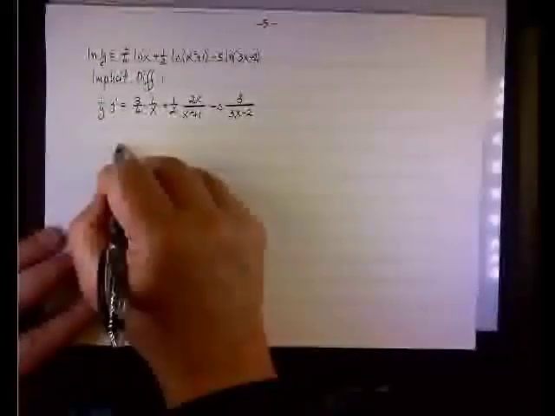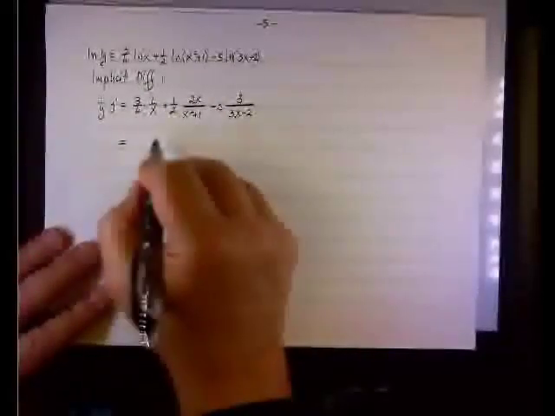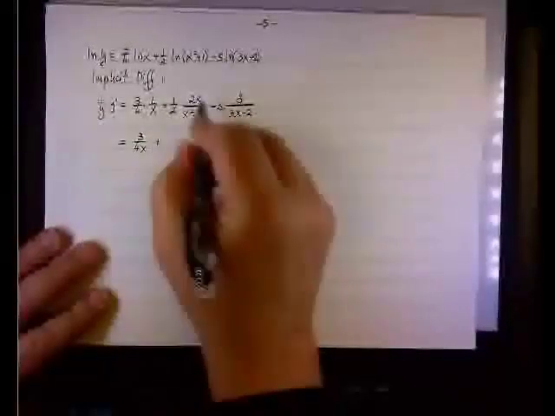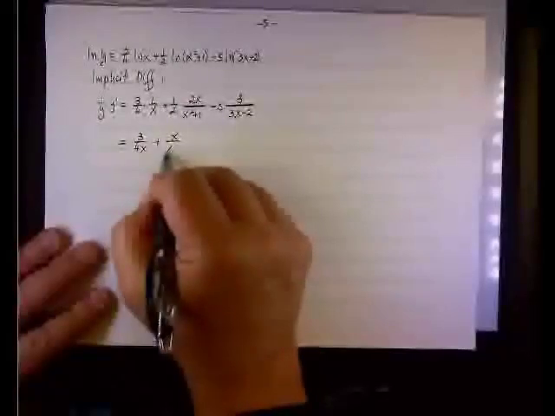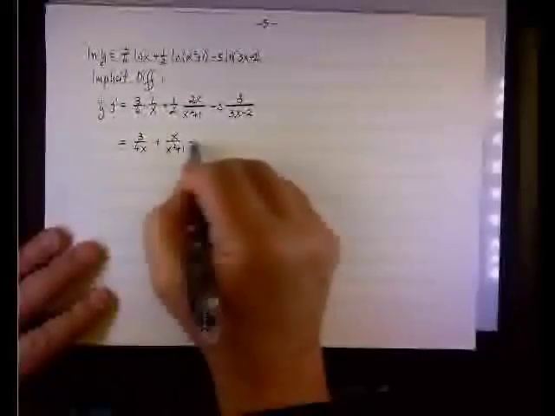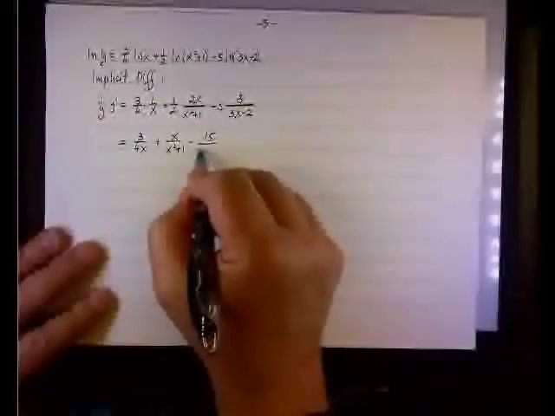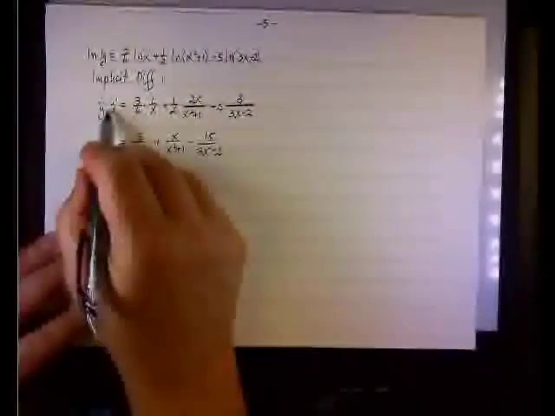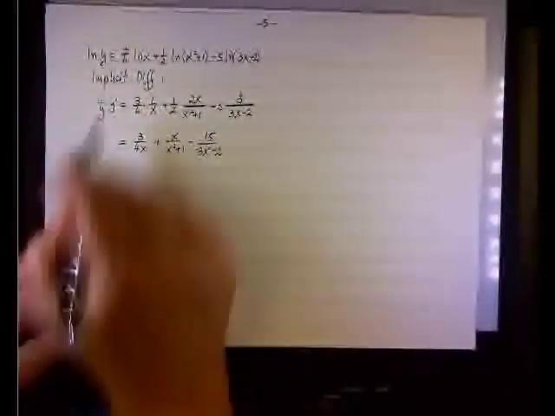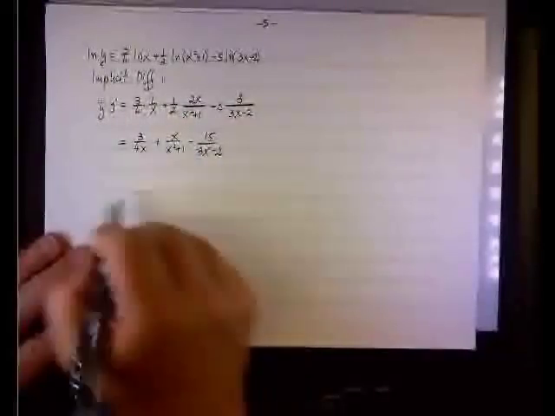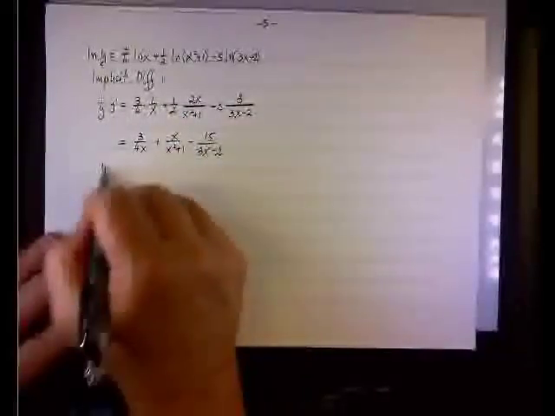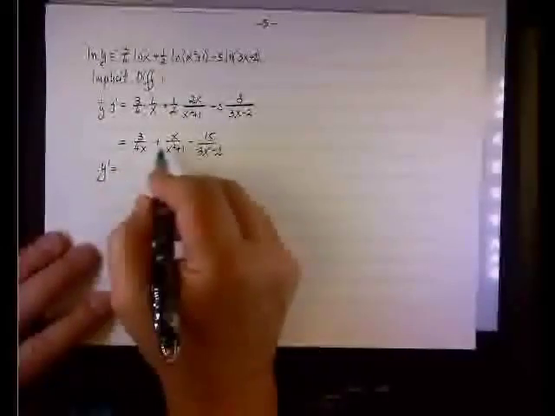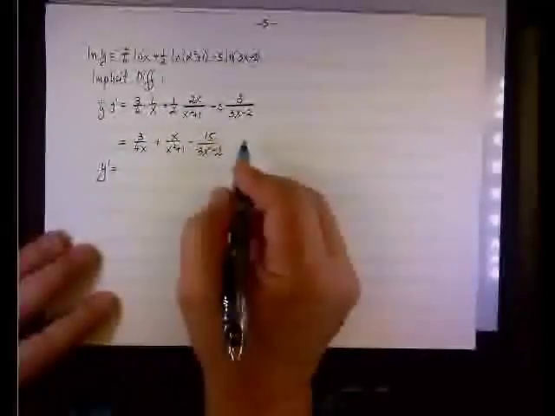So let's bring it home now and finish this exercise. We have 3 over 4x, plus x over x squared plus 1, minus 15 over 3x plus 2. But this is only y prime over y. This is not the solution. We need to find dy/dx, or y prime. So y prime will be all of this multiplied by y.